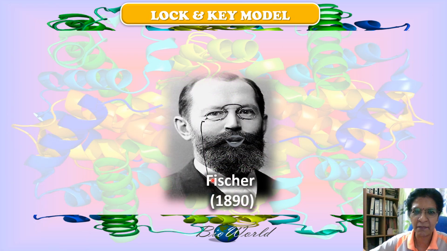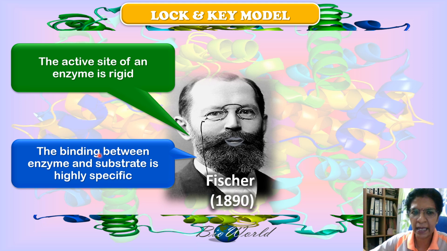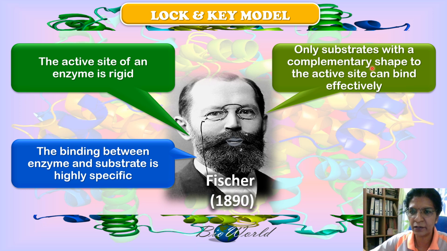Let's gather some points about Fisher's lock and key model. Firstly, his model indicates that the active site of an enzyme is rigid. This is similar to what you find in the keyhole of a lock. You know very well that the keyhole is rigid, and there is only a specific key that can be inserted into the keyhole to unlock. So similarly, there is a specific substrate that will be able to bind to the enzyme. And of course, from the many keys that we may have, one key will fit into the keyhole because it will have a complementary shape.